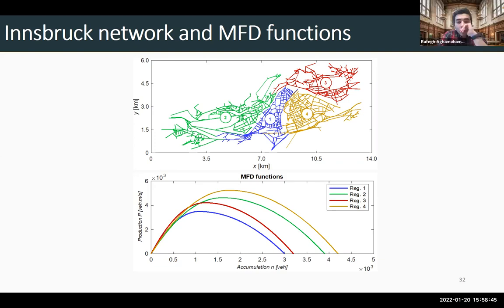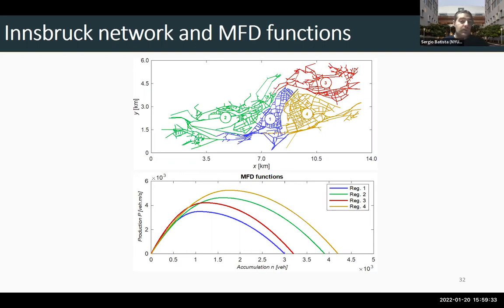So there are actual physical boundaries between those four regions, right? Yeah. And the estimation of those MFDs, have you done simulations? No, I just did one estimation for the critical accumulation, based on the network, so basically based on the total network length. And then they are ordered. In terms of the size of the regions, the smallest in area is region one, which will be the one that has lower critical production and accumulation, and then they increase.